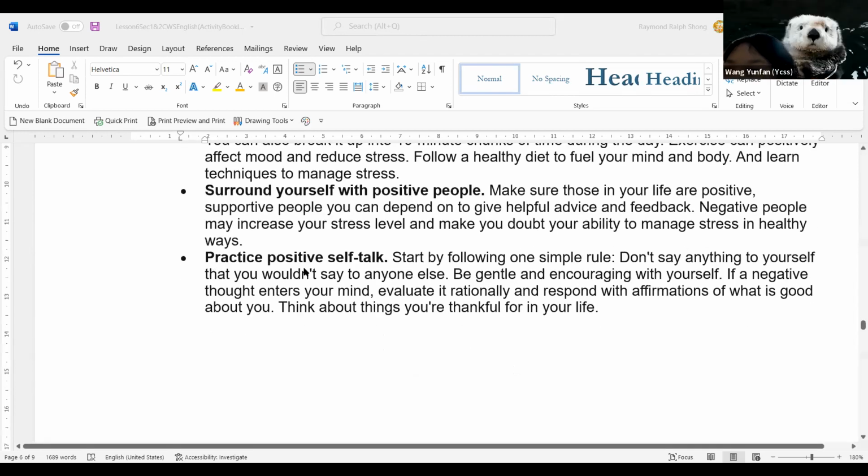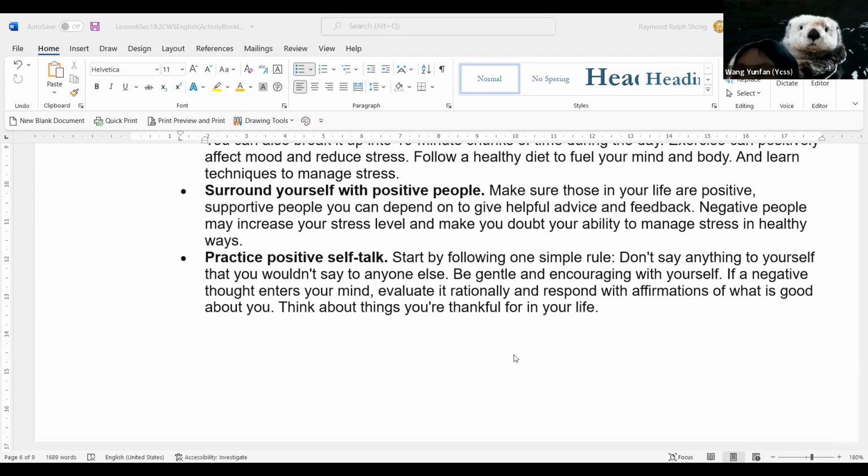Practice positive self-talk. Start by following one simple rule. Don't say anything to yourself that you wouldn't say to anyone else. Be gentle and encouraging with yourself. If a negative thought enters your mind, evaluate it rationally and respond with affirmations of what is good about you. Think about things you are grateful for in your life.